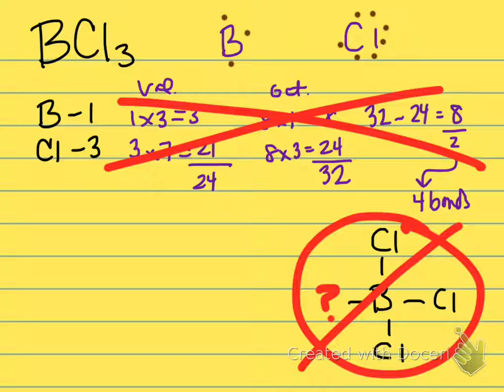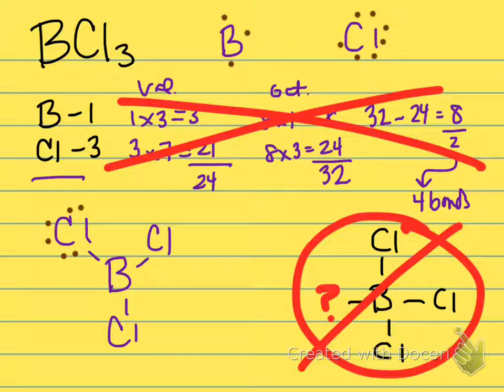Well, again, we take the numbers of things we have. We know boron has to be in the middle because it's the least electronegative element in this grouping. And I have 3 chlorines, so I'm just going to try grouping them around with single bonds. I don't want to forget the unshared pairs on my chlorines. Chlorine would never give up its unshared electrons. It's far too electronegative for that. And this is the likely structure.